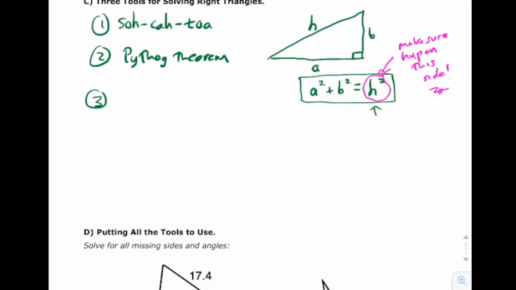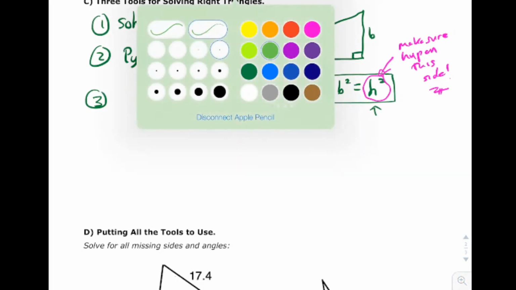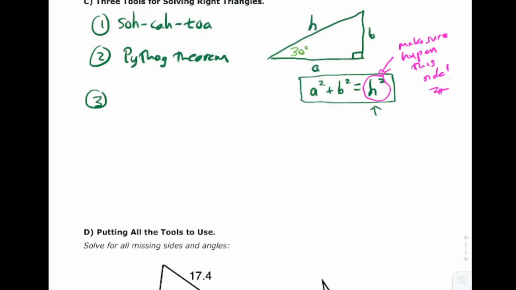There's a third tool you can use, which is actually really nifty and really short. If I told you that this angle here, just to make something up, was 30 degrees, could you figure out what that angle is? That's supposed to be a theta. What would be that angle? Two ways you can do it.